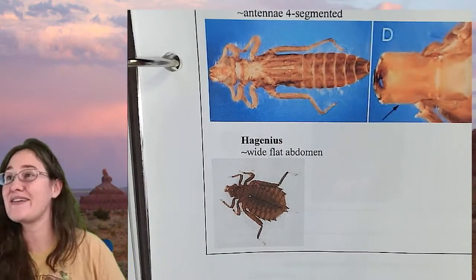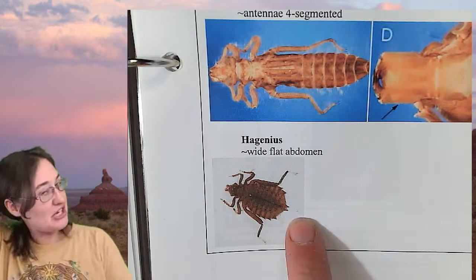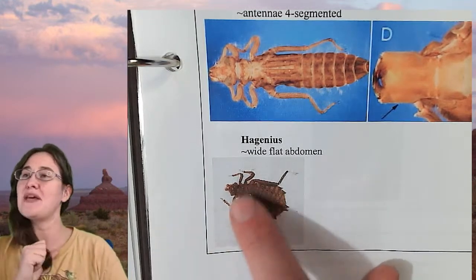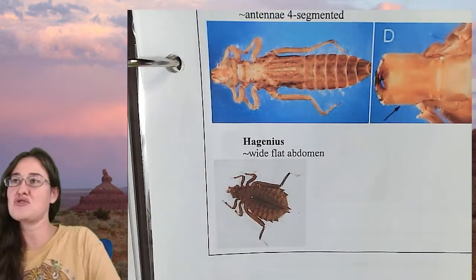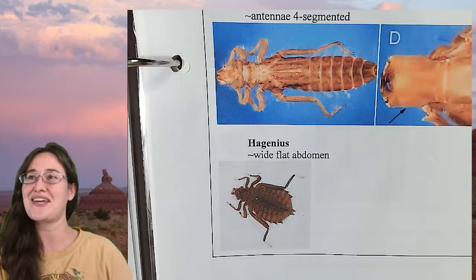But they still have anal gills. They still have the ability to pull water up into the end of their abdomen, breathe from that water, and then if they get scared, they can shoot the water out of the back of their abdomen and use it like a jet propulsion.